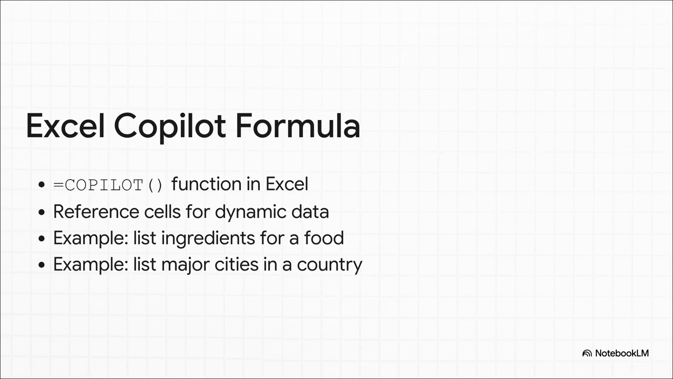Say you reference cell H2, which just says burger. You tell the formula to list the ingredients, and it instantly spits out bun, beef patty, lettuce, tomato. Change that cell to China and ask it to list major cities. Done. Instantly populated. It completely flips how you gather information in your spreadsheets. It's almost like a magic trick.